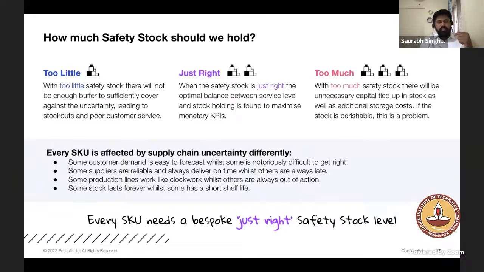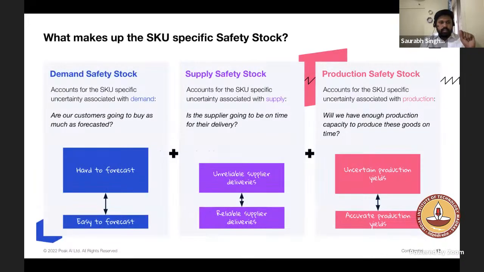So there are different factors, which are affected differently by your supply chain uncertainty. And therefore, what we need here is that every SKU needs a bespoke, just right safety stock level. Now we will see what makes up the SKU-specific safety stock. You have to cater to all types of uncertainties, which are demand side, supply side, and production side, right?